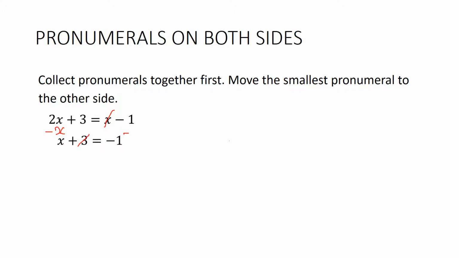comes over as a minus 3. X is equal to minus 1 minus another 3, which is minus 4. Okay, so in this case we're going to move the least amount of pronumeral, the smallest pronumeral, so that's the 2x. It's a positive 2x. It's coming over here as a negative 2x, and it's going to go with the 5x. Let's rewrite it. Minus 5 is equal to 3x plus 7.